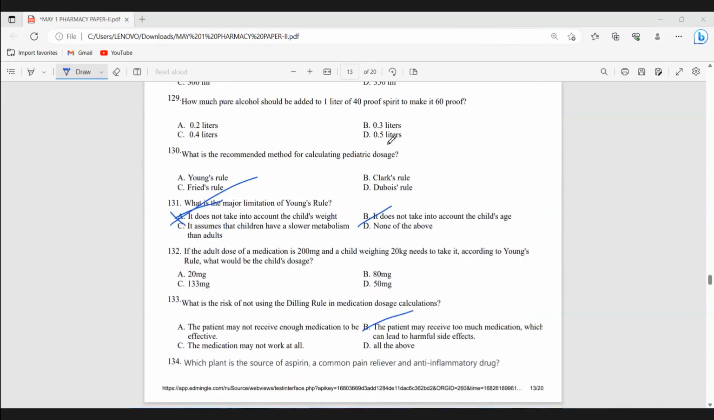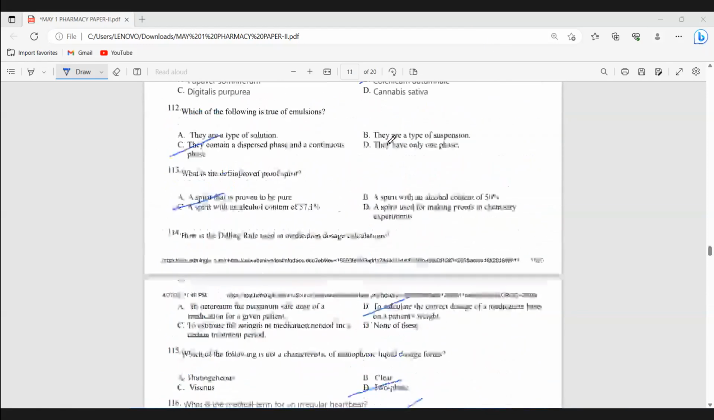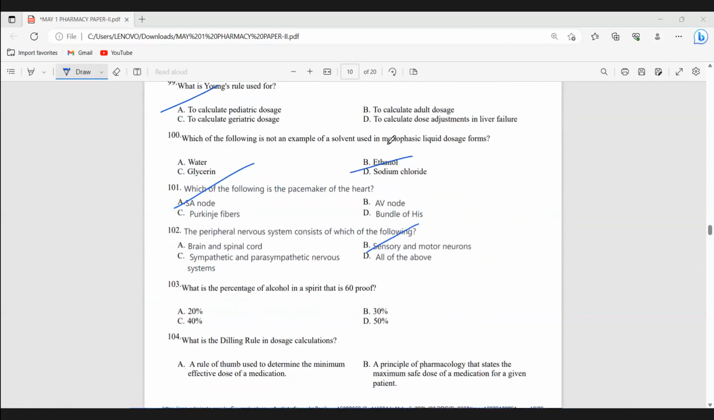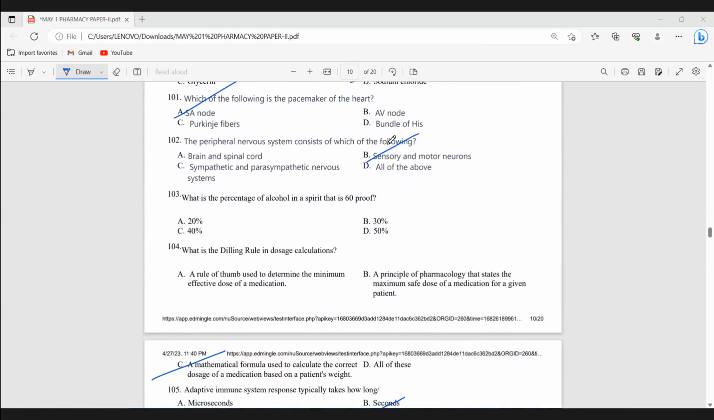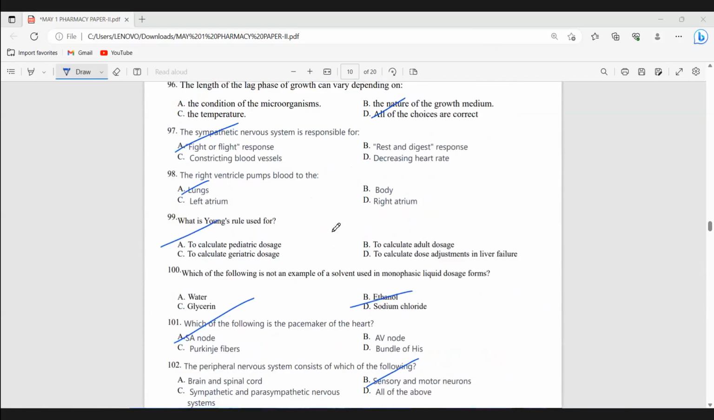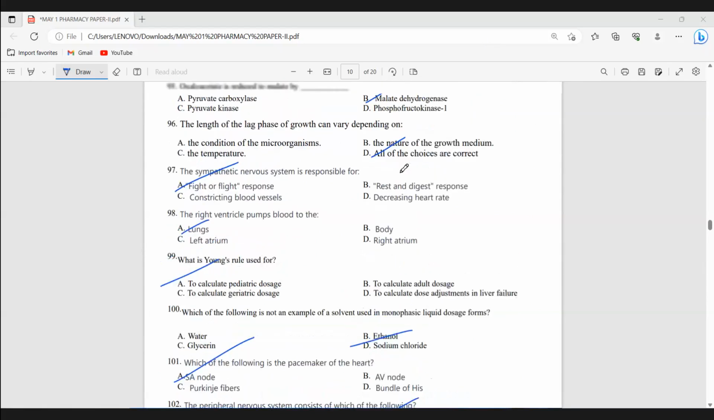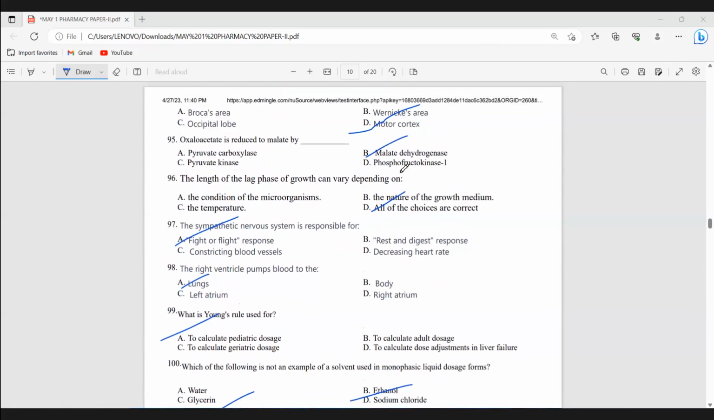50, 104. One not 4, answer C is correct. 99. Young's rule to calculate the pediatric dose. 123.